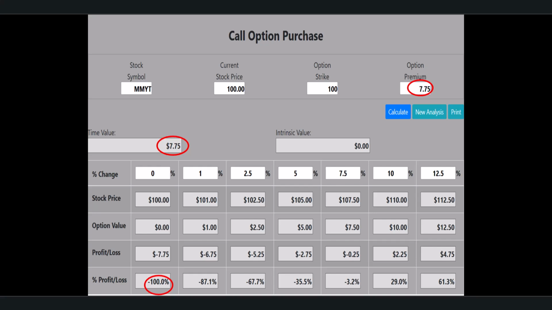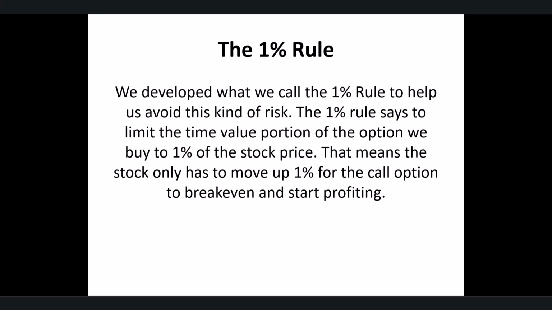We can see that if the MMYT stock price is flat at 100 even at option expiration, the 100 call will lose 100% of its value. Ouch! This is an unacceptable risk. That kind of loss can wipe out a trading account in a hurry. We developed what we call the 1% rule to help us avoid this kind of risk.